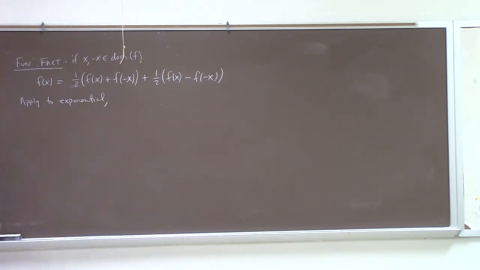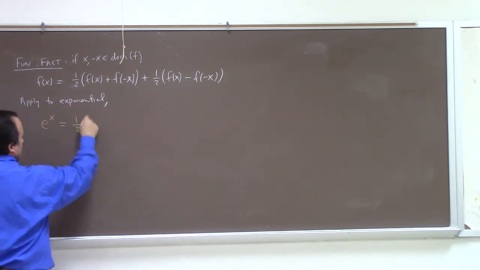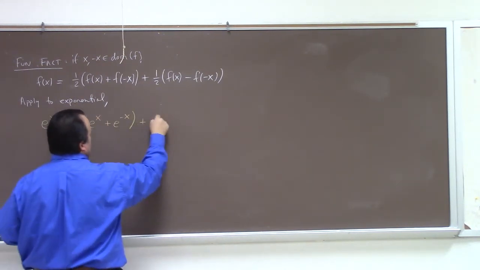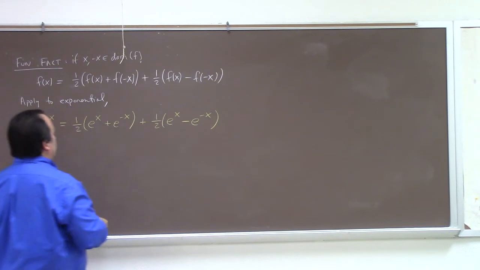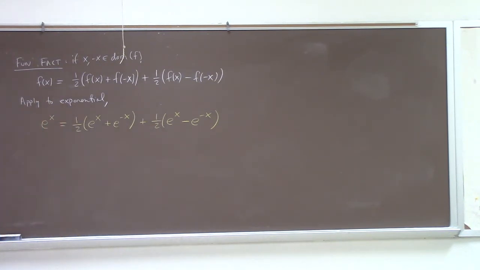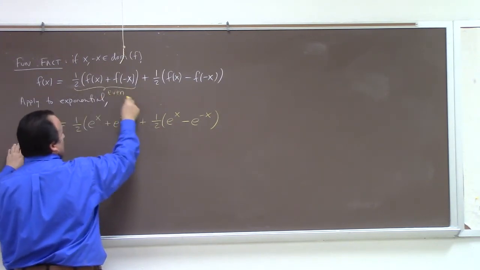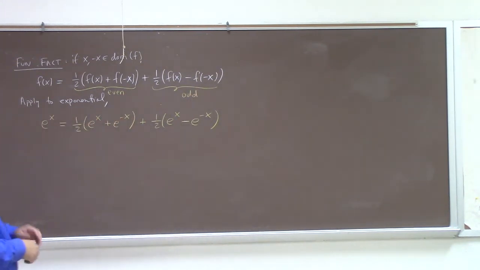So let's see how that goes. e to the x is 1/2 (e to the x plus e to the minus x) plus 1/2 (e to the x minus e to the minus x). Now, the significance of the formula above is that this right here is an even function, and this right here is an odd function. Because if you put minus x in place of x, you get back the same thing again, and you get the same thing with a minus for the second one.